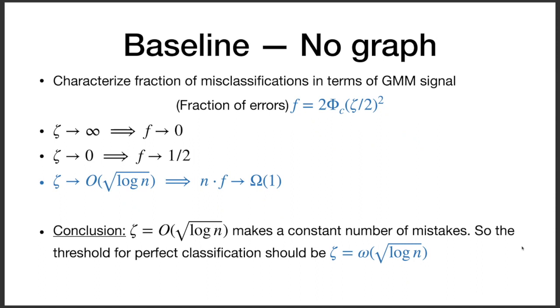We show that universally, any classifier that does not use the graph makes a mistake on at least f fraction of the nodes, where f is given in the display. Phi sub c here is the complementary CDF of a standard Gaussian.